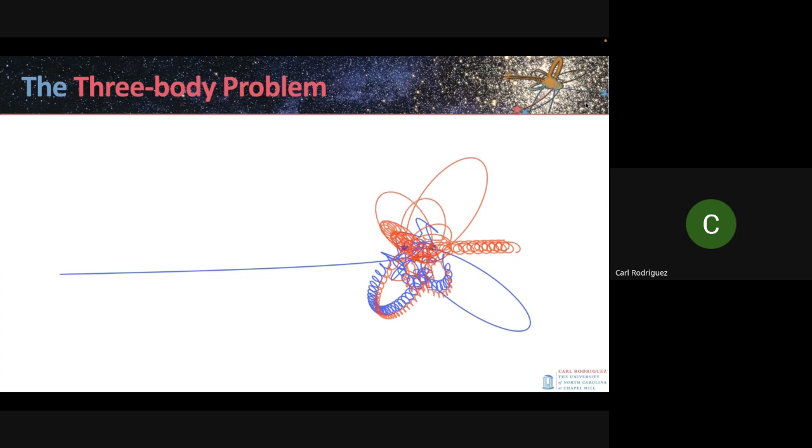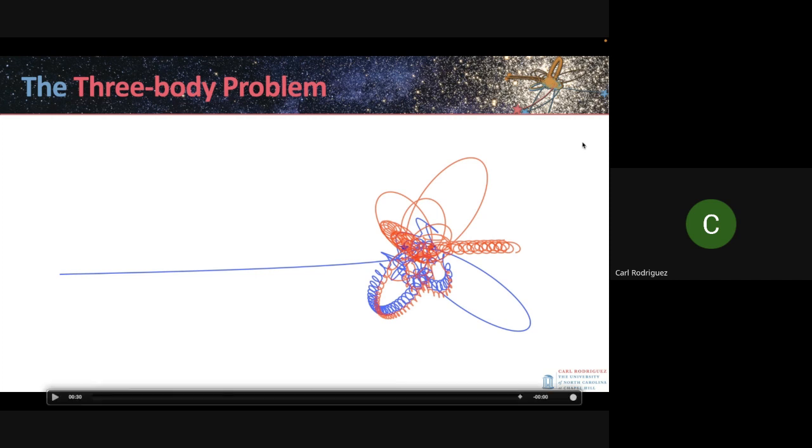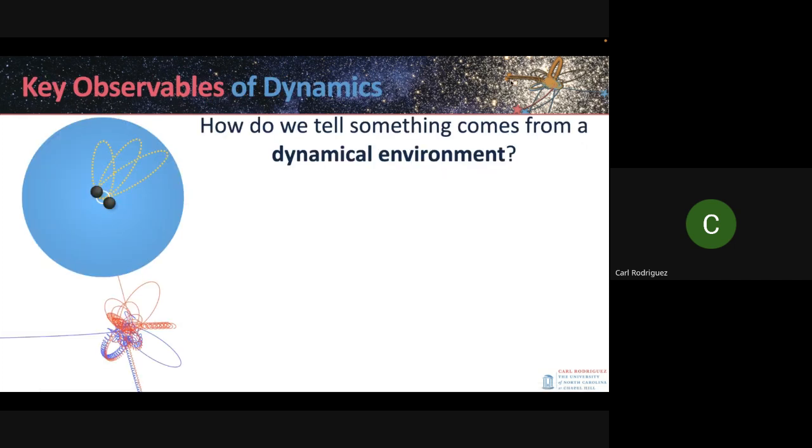Now, the nice thing about these encounters is that they essentially scramble everything about the original binary, right? The masses stay the same, but the orbit itself and the spins in particular of the binary get completely scrambled during the encounters. And so what we want to know is, can we use this scrambling as a way to understand where the black holes that LIGO sees are coming from? And so the question I want to answer is, how do we tell that something is coming from a dynamical environment? One way we can do this is by using spins of the black holes.